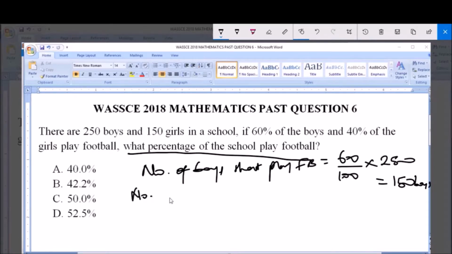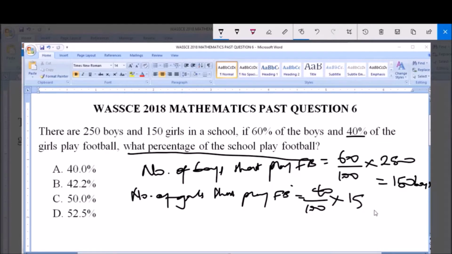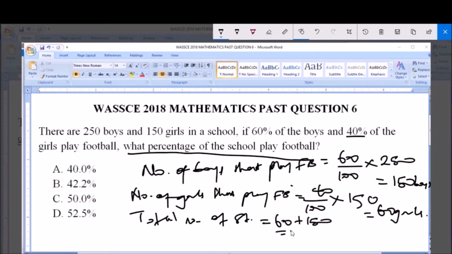Now the number of girls that play football can be estimated by using the percentage, that is 40 all over 100 multiplied by the total number of girls, which is 150. So from this we can estimate that 60 girls play football. Now the total number of students that play football is equals to 60, which is the number of girls, plus 150, which is the number of boys, and that is equals to 210 students. So 210 students play football.